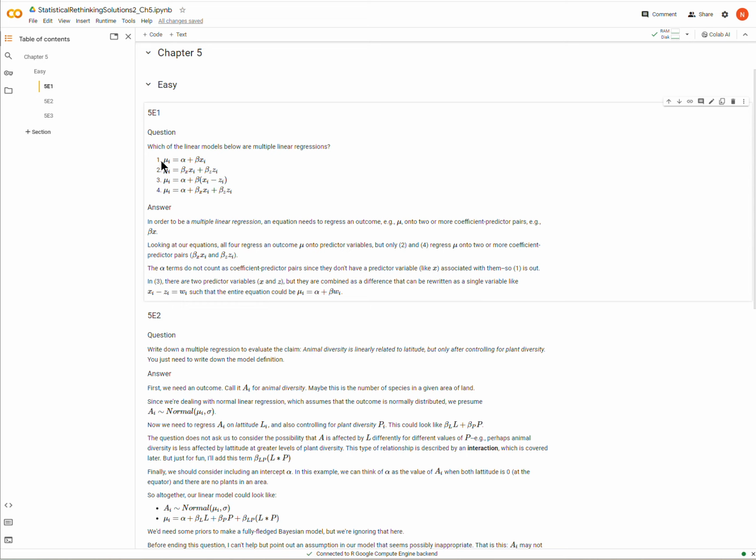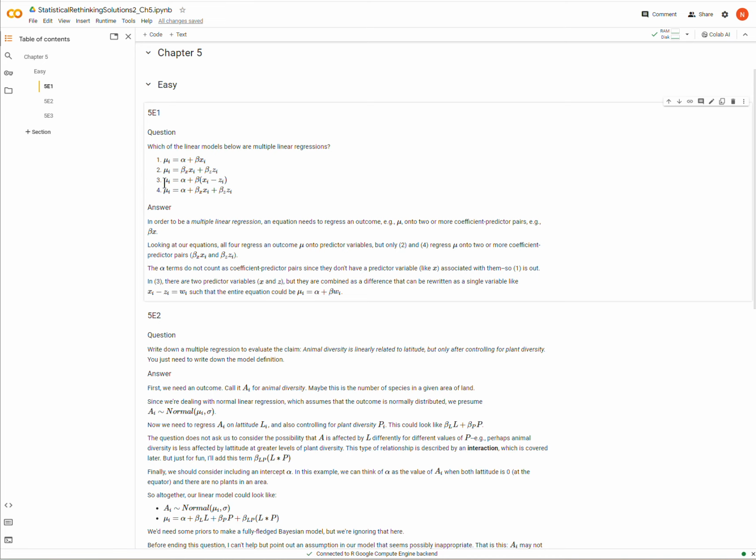We notice that number 1 is not a multiple linear regression, because even though there are 2 terms here, the alpha is just a parameter. There's no explanatory variable associated with alpha, okay?